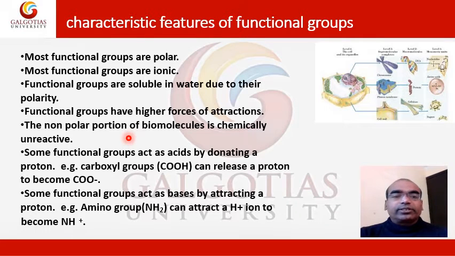biochemical reactions. Some functional groups act as acids by donating a proton. Example, the carboxyl group COOH can release a proton to become COO minus. Some functional groups act as bases by attracting a proton, that is the amino group NH2. Here you can see it can attract an H plus ion to become NH3 plus.